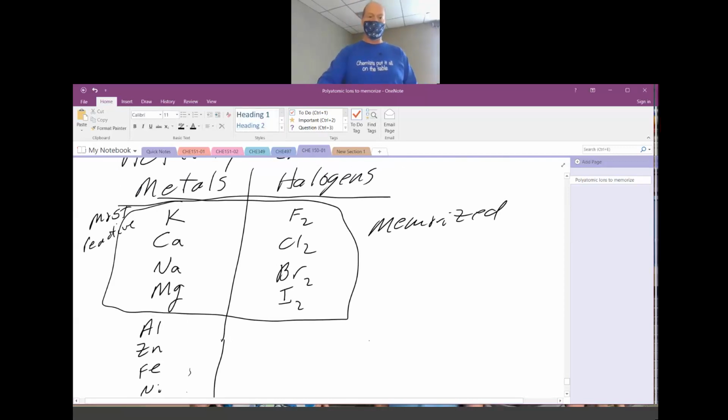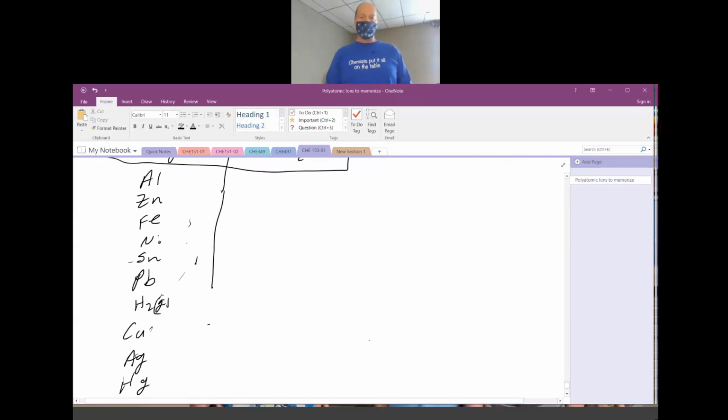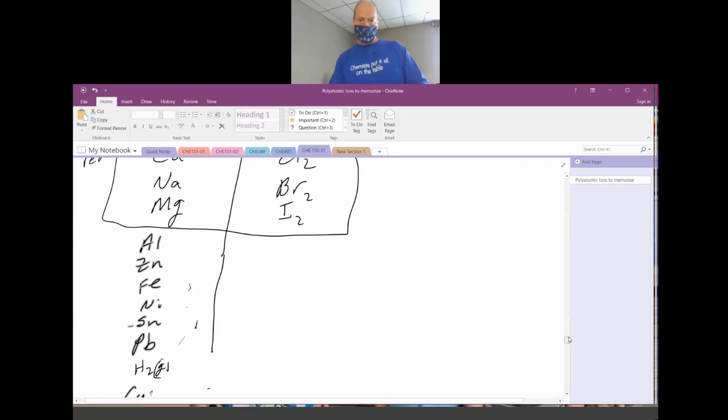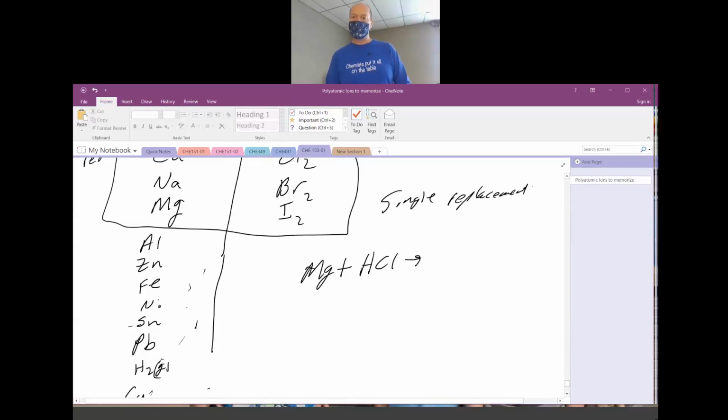So the question on the test, which is the question on the study guide, is: is your magnesium reacting with your HCl? So the question is magnesium plus HCl. This is a single replacement reaction. Magnesium is in the top 4. It's one of the most reactive metals, and so this one will react.